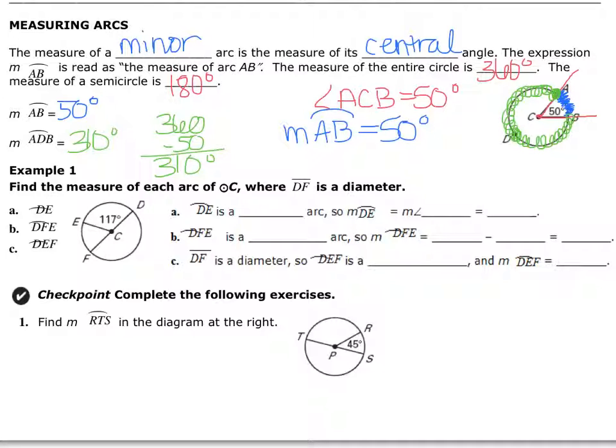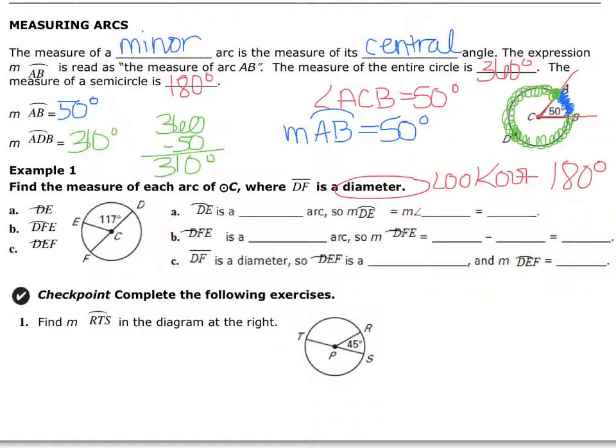Find the measure of each arc of circle C, where DF is the diameter. When they tell you this information, if you see that it's the diameter, that is important because the diameter gives you a semicircle. And remember, semicircles are 180 degrees. So this information, being a diameter, is telling you to be on the lookout. So look out for the 180 degrees. You're probably going to have to use it by adding or subtracting to find the measure of arcs.